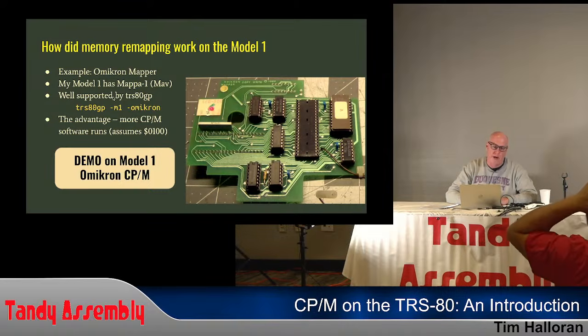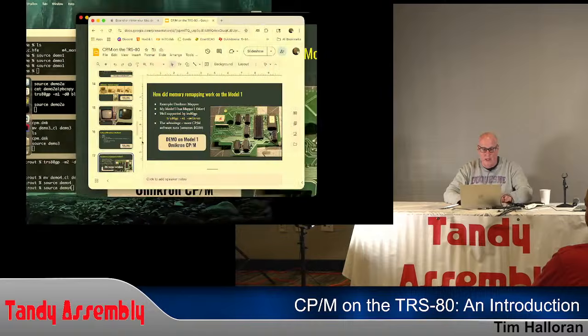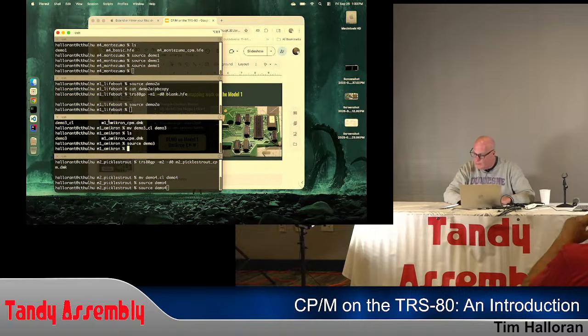And this is very well supported by TRS-80 GP. So I put the recipe there, M1-Omicron, and you get an Omicron mapper. So the advantage is way more CPM software runs. I'm not going to tell you everything is 100% working, because some software would have assumed the terminal had 80 characters, and this Model 1 only had 64. There could be other problems. But the software is assuming hex 100 as the start of its program, and it's going to work more naturally with this. So let's quickly show that off. This one here.